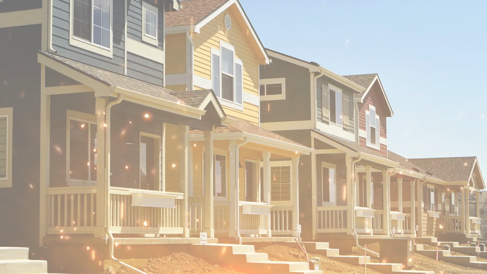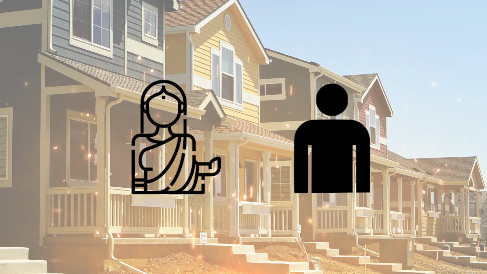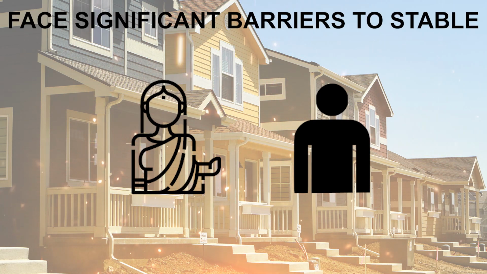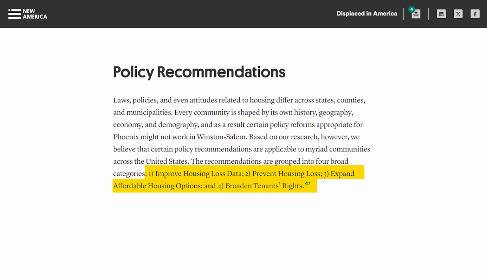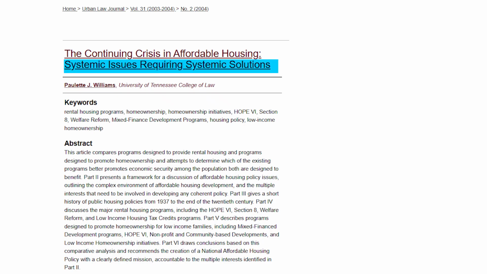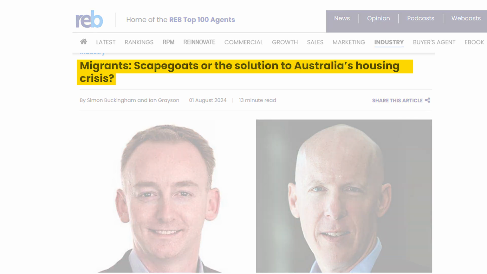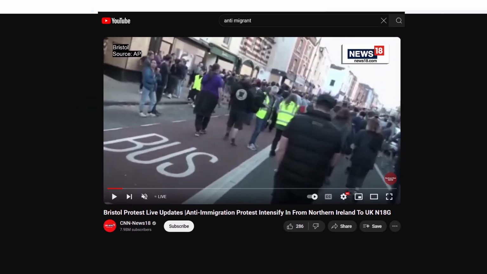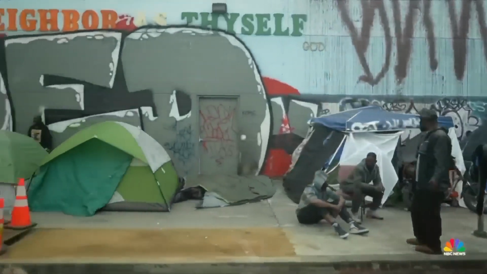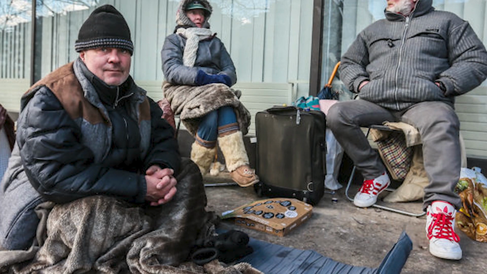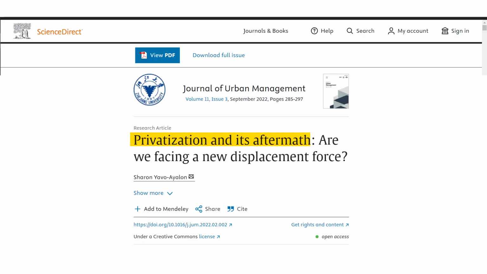The competition for affordable housing creates an environment where both migrants and long-time residents face significant barriers to securing stable and reasonably priced homes, highlighting the need for comprehensive housing policy reforms that address these systemic issues rather than scapegoating immigration. In conclusion, while immigration is often blamed for the soaring housing prices and increasing homelessness in the United States, UK, and Europe, the real culprits lie in government policies and the privatization of the housing market.